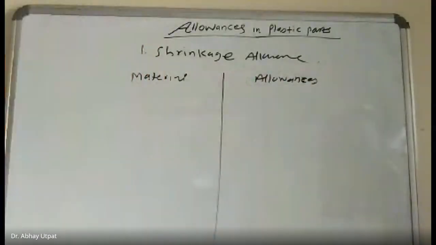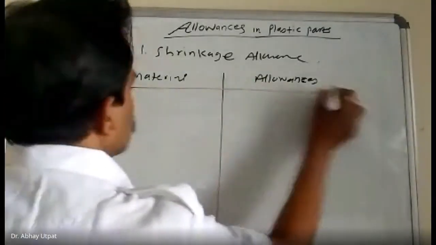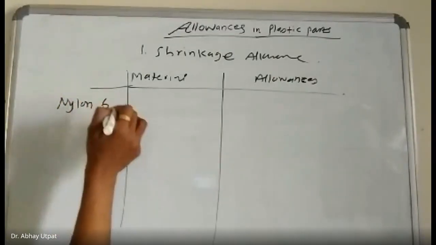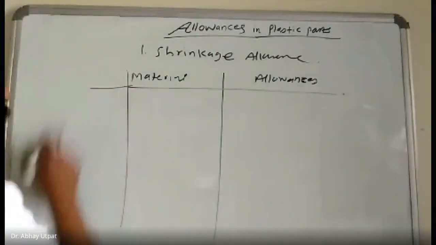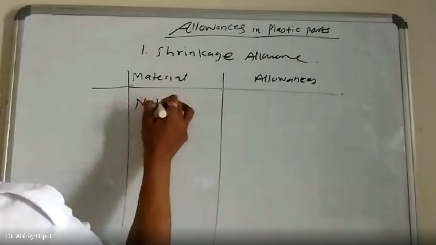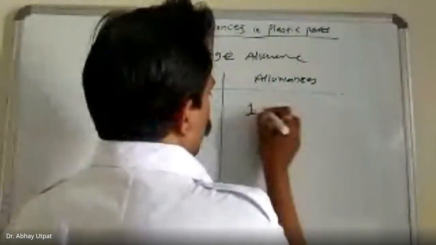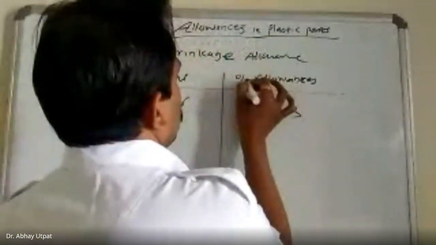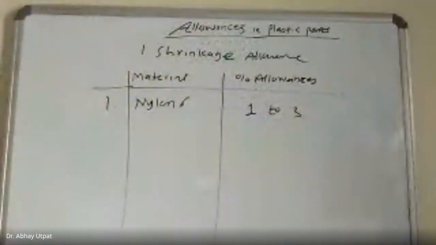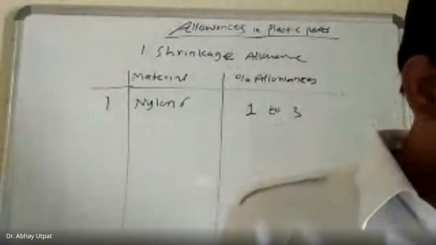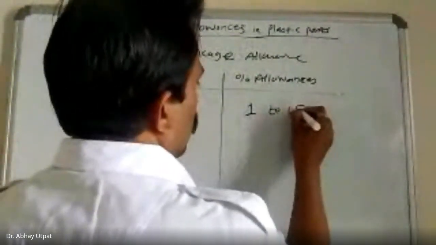you can draw this table. Nylon 6, so allowance provided is 1 to 3. It is percentage allowance, 1% to 3% allowance if nylon 6 material is used. So that you have to consider in the dimensions. I will make it more precise. It is 1 to 1.5%.